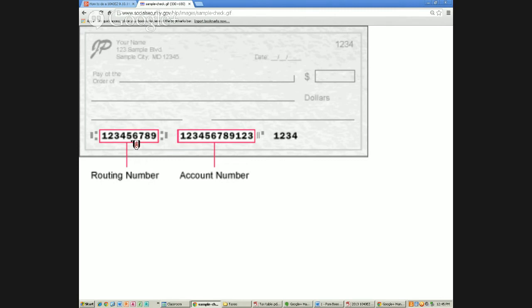Does anybody know what a routing number is? Brian, you know what a routing number is? Justice? Yeah. It's for the bank itself. It's like an ID for your bank.